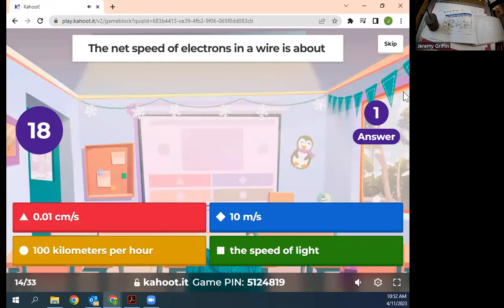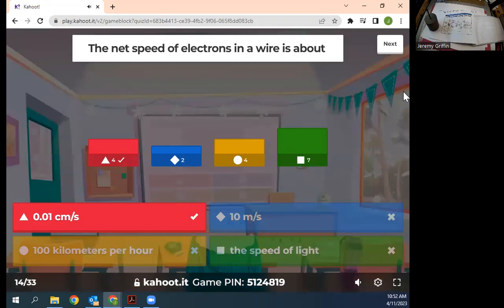Oh, here we go. Net speed of electrons in a wire. I haven't told you guys this. Take your best guess. How fast are the electrons actually moving? So like in a flashlight, for example. How fast? Best guess. Ooh, okay. So four of you did get that correctly, right? 0.01 centimeters per second. Is that like 0.1 millimeters per second?